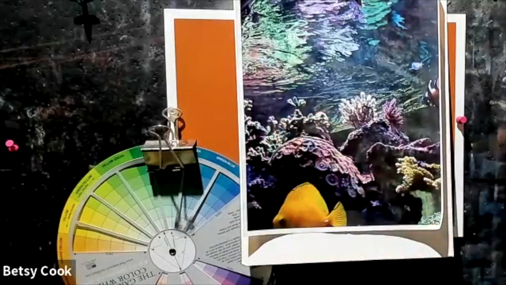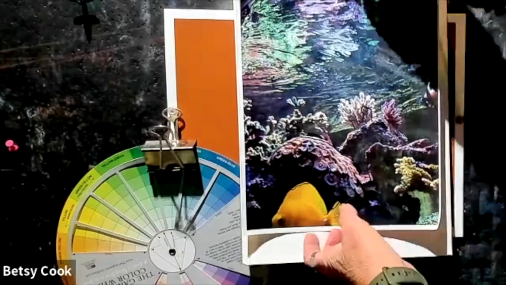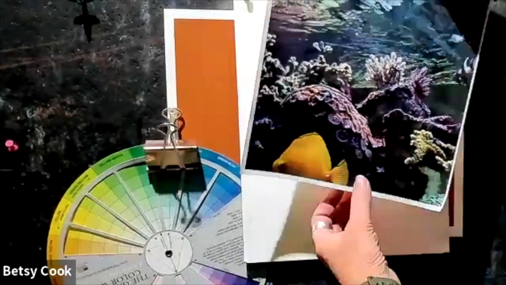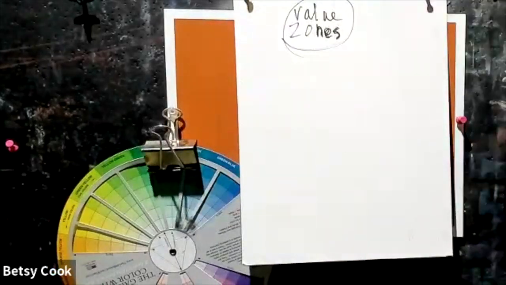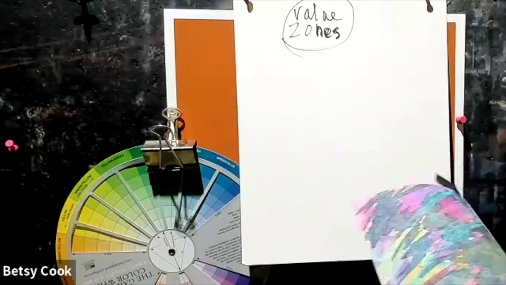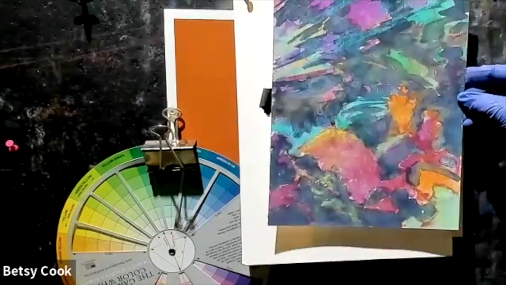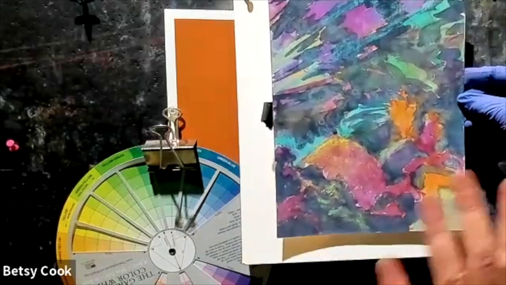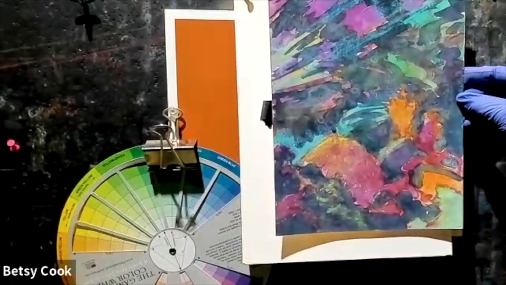So if you try thinking of things in terms of their value, the value range, and then the value zone that it falls in. I'm not going to be working on this painting, but it was a good one to show an example of because this is what I started with. Again, I'm not going to work on this today, but I wanted to see the progression.